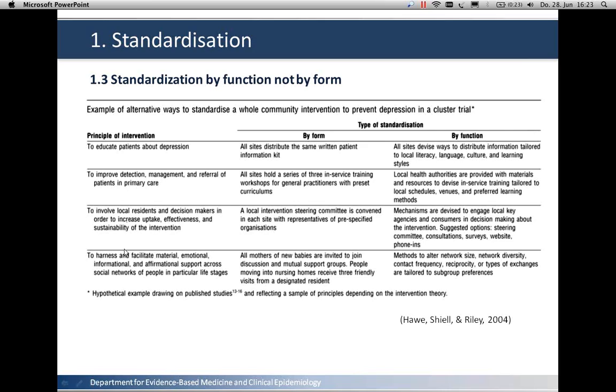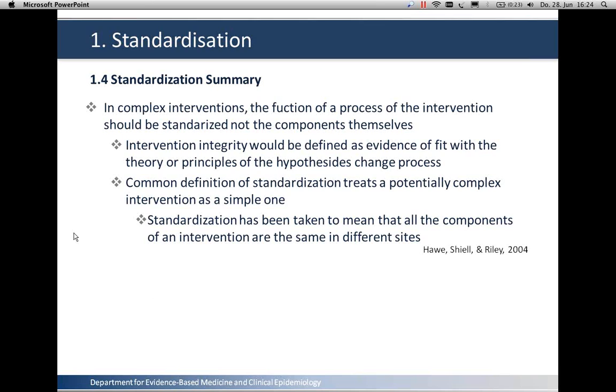In this example, we have a further example of how to separate between form and function. What it makes clear here is that function gets more degree of flexibility in designing the intervention. I don't think it makes sense to go through all 1, 2, 3, 4 examples. I think you can download the slides, and the logic behind is the same between form and function. And to sum it up, in complex interventions, the function of the process of the intervention should be standardized, not the components themselves.